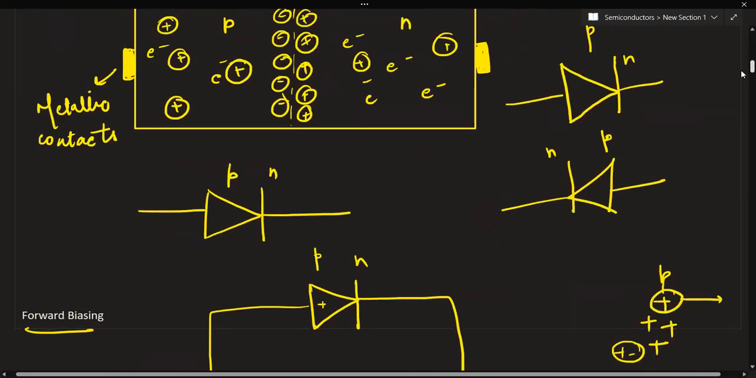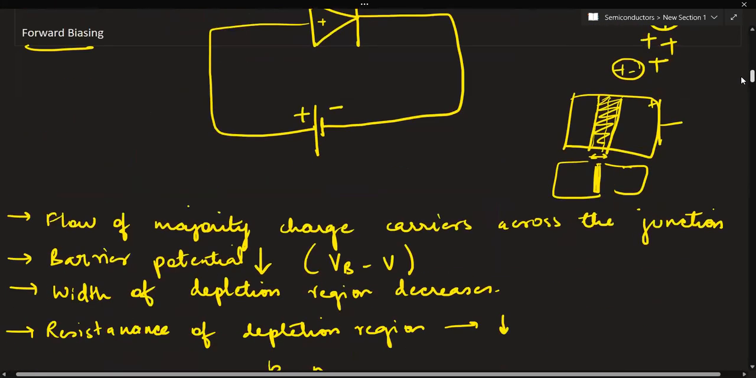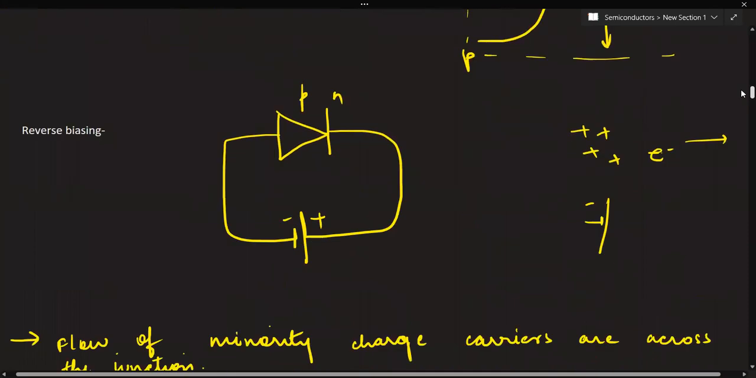Then we have two types of biasing, forward biasing and reverse biasing. If the P type is connected to the positive terminal of the battery and N type is connected to the negative terminal of the battery, we call it forward biasing. Major characteristics of forward biasing include that majority charge carriers move, barrier potential decreases, width of depletion region also decreases, and the resistance of depletion region decreases.